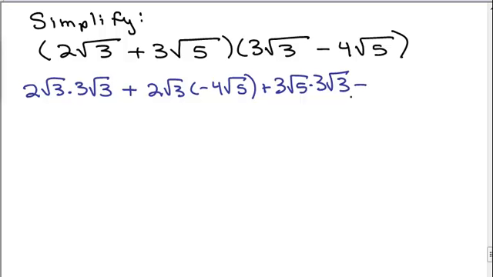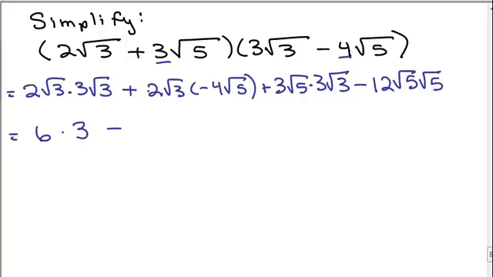And I'm running out of space here, so I'm going to do this the fast way. I'm going to have the 3 times the 4, so that's going to be 12. And then the square root of 5 times the square root of 5, I have room to write that. So for the first term here, I have 2 times 3, which is 6, but I also have square root of 3 times the square root of 3, which is just 3. So I'm going to end up with a 6 times 3.